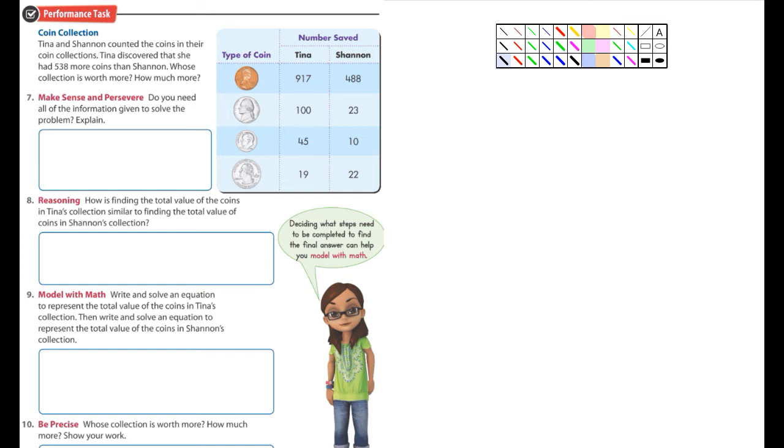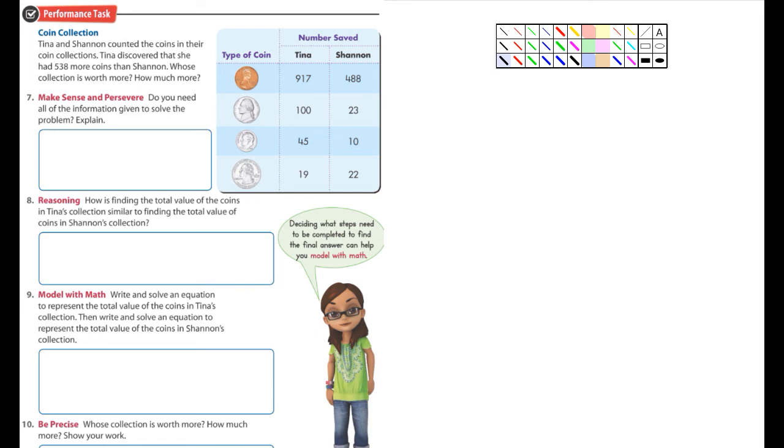So there's 2 questions here. Whose collection is worth more? So it's going to be either Tina or Shannon. And the second question is how much more? So if Tina had $37 and Shannon had $35, how much more would it be? Shannon would have $2 more. That's what they're looking for. Answer those 2 questions. So this is going to take some work here for you guys.